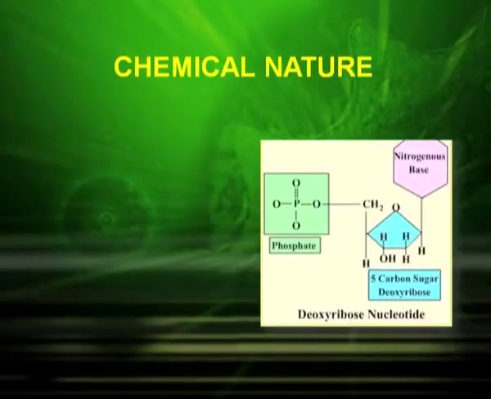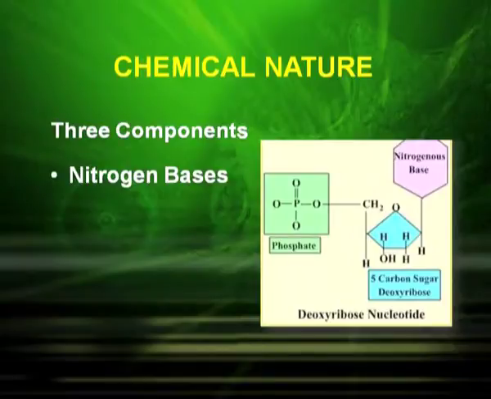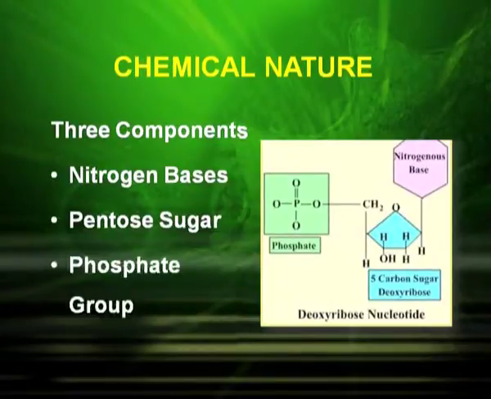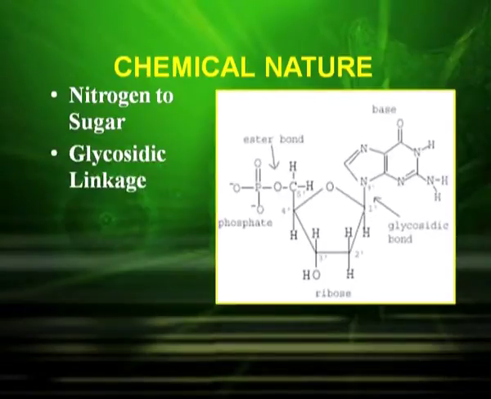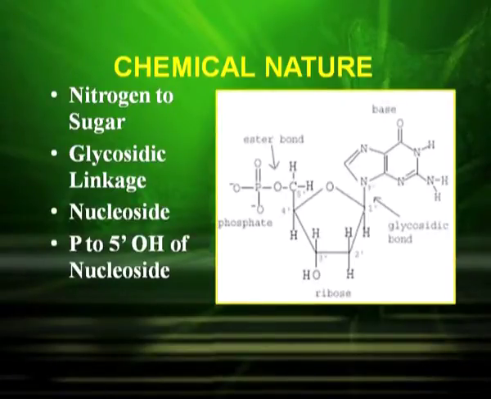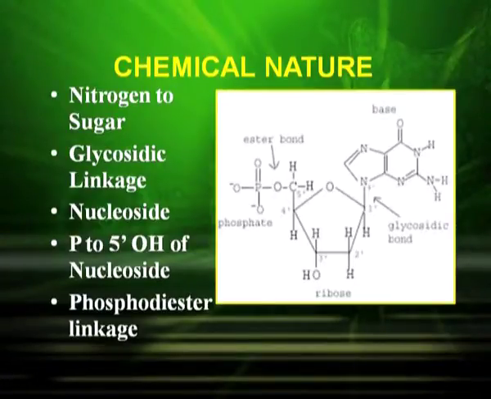As you can see in the diagram, there are three important components: the nitrogenous bases, pentose sugar and phosphate group. The nitrogenous base is attached to sugar with the help of a linkage called glycosidic linkage. The combination of nitrogen base to sugar forms a nucleoside. The phosphate group is attached to the 5' OH of the nucleoside with the help of a linkage called phosphodiester linkage.